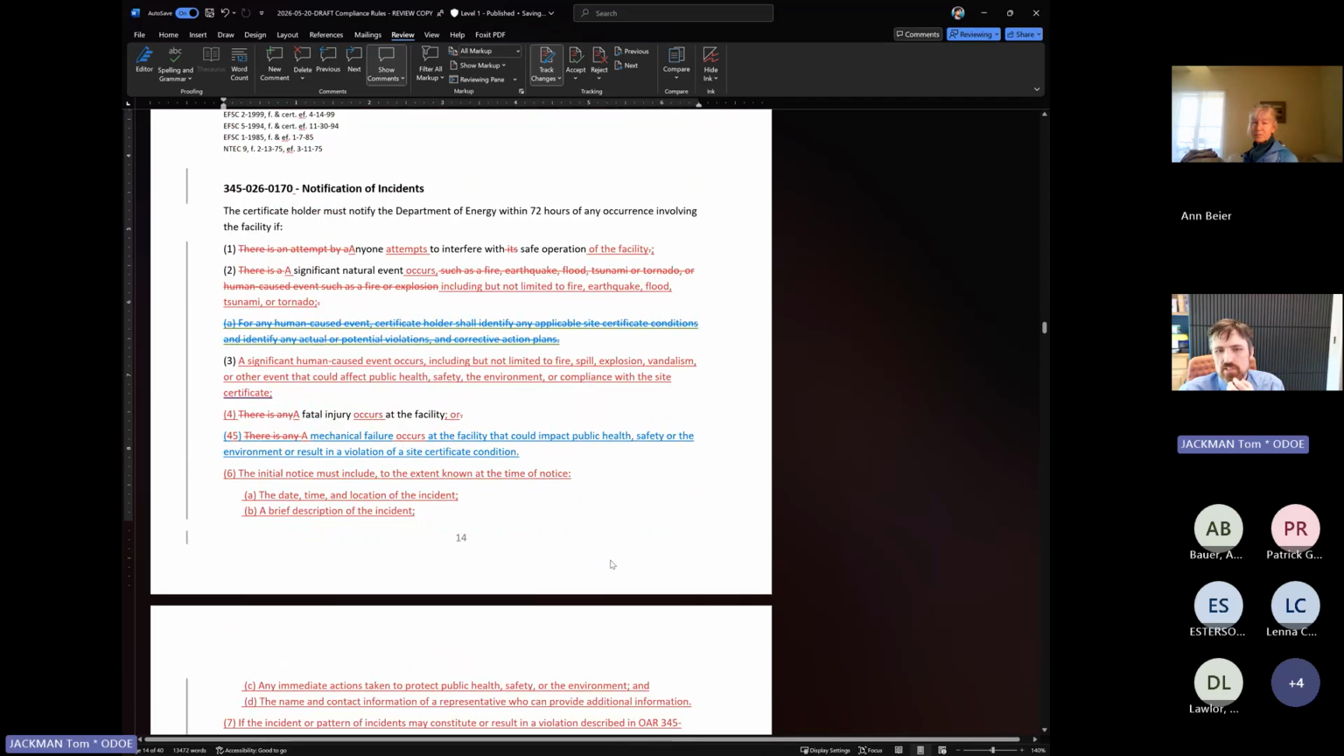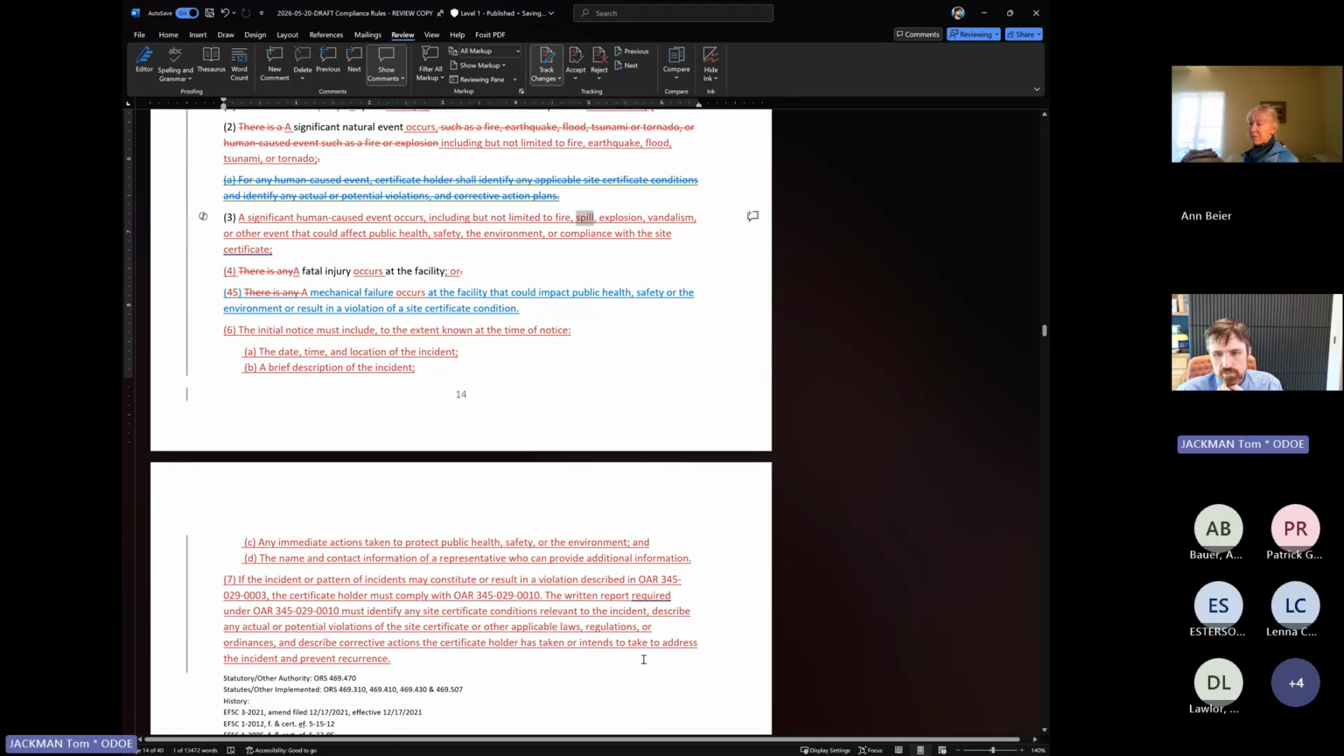On notification of incidents here, we just tweaked this a little bit to include some stuff that's come up in recent years, like adding the word spill, because we've had some oil spills with some wind turbines. And it wasn't clear that that was actually a violation or could potentially be an incident. So we want to make it clear that that's the case, as well as a mechanical failure.